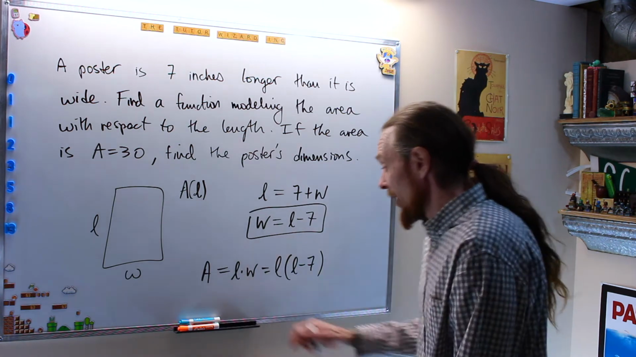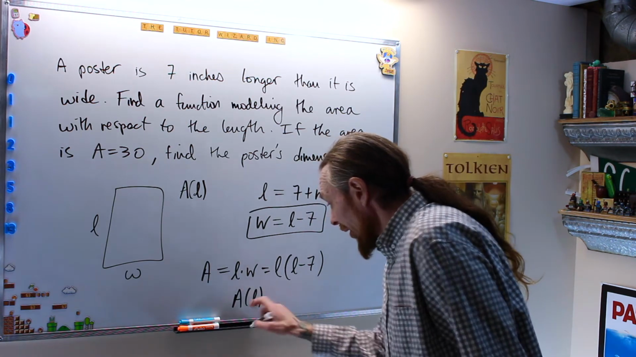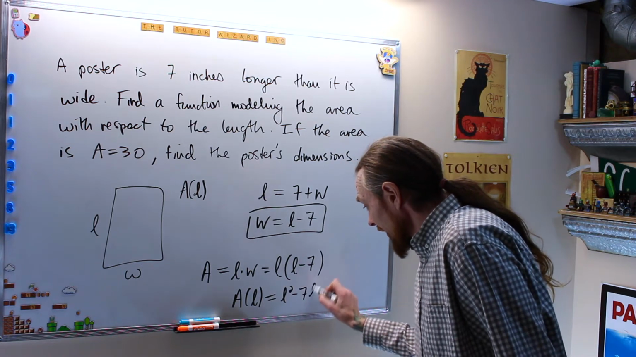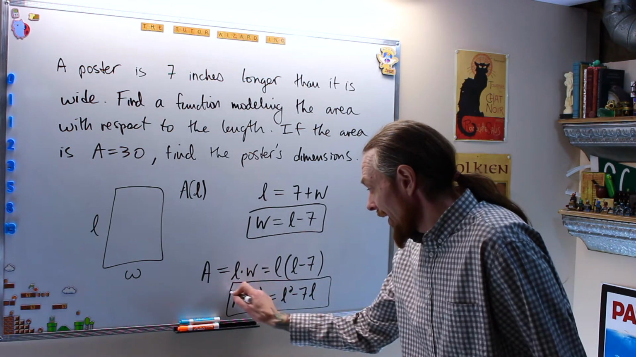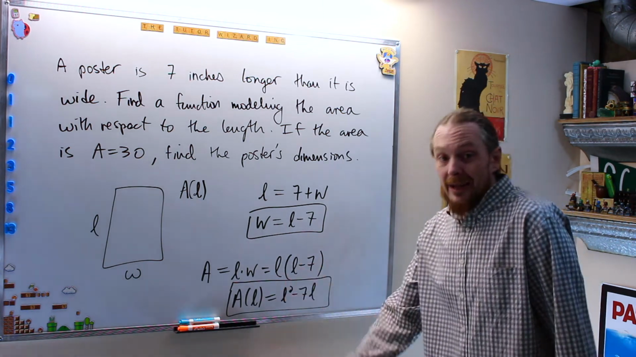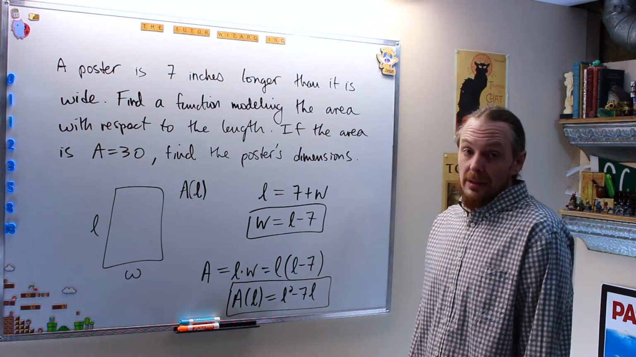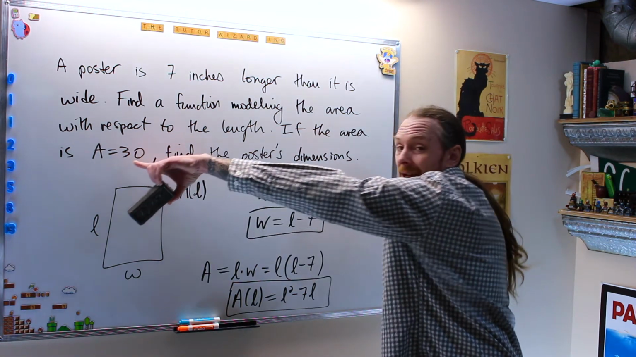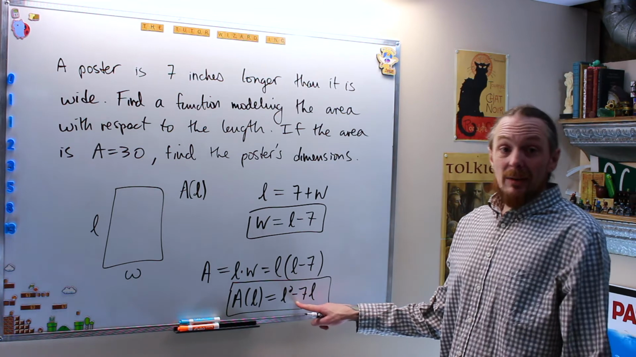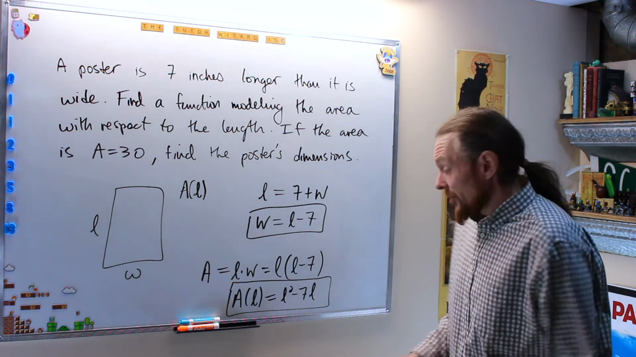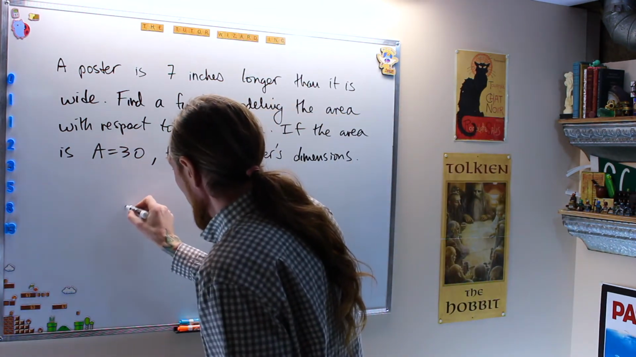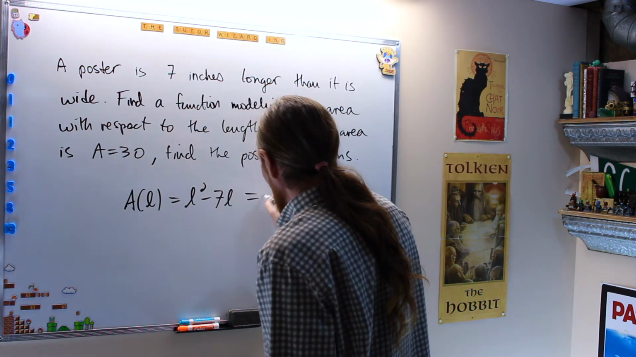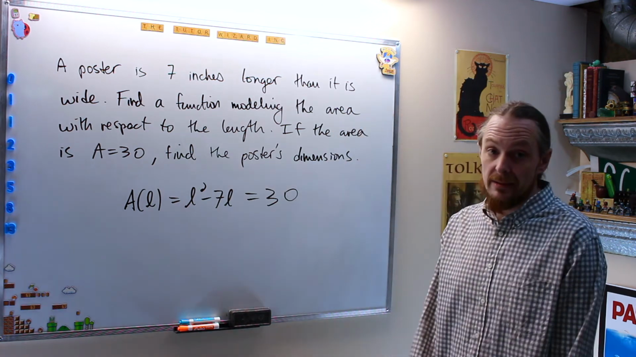So what does that give me? Long story short, that gives me area dependent on length as a function as L squared minus 7L. This is the area dependent on length as a function. Now what we're going to do is have some more fun, and if it gives us the area as 30, then what we're going to do is set this area formula equal to 30 and then find the dimensions of the poster. What we now have is, we know that the area is L squared minus 7L, which is now equal to 30, it tells us.